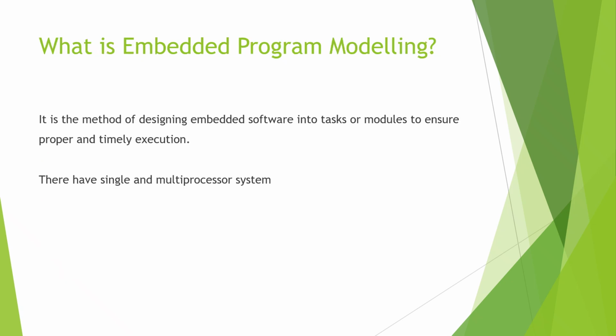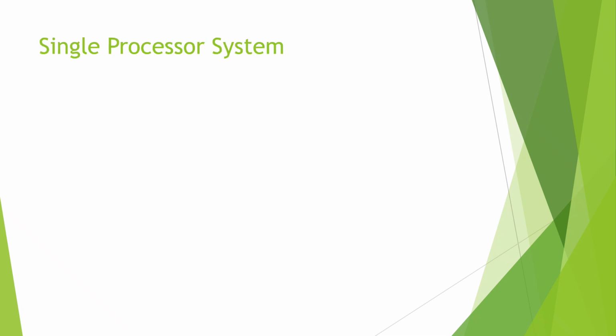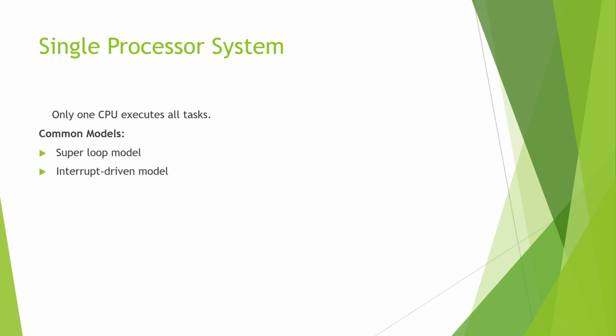Then the topic is what is embedded program model. It is the method of designing embedded software into tasks or modules to ensure proper and timely execution. There are single and multiprocessor systems. Now we talk about this topic. Single processor system. Only one CPU executes all tasks. There are common models: superloop model, interrupt driven model, RTOS based model, and characteristic is sequential execution.